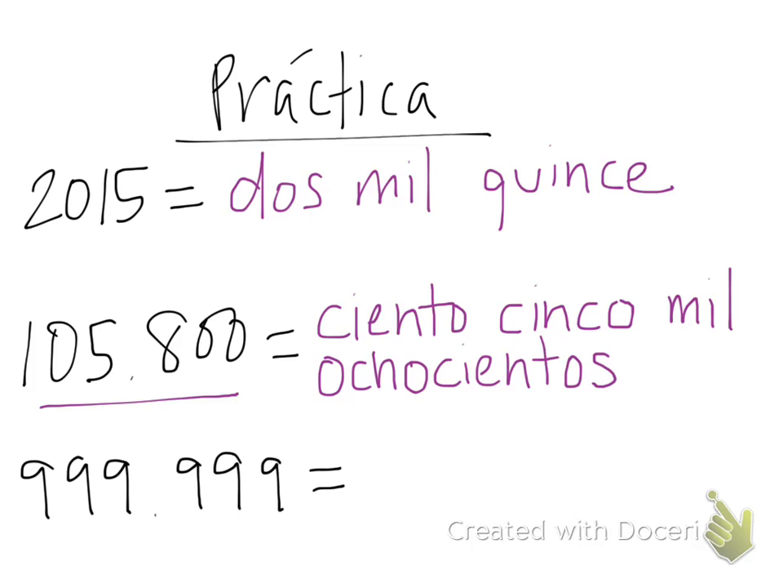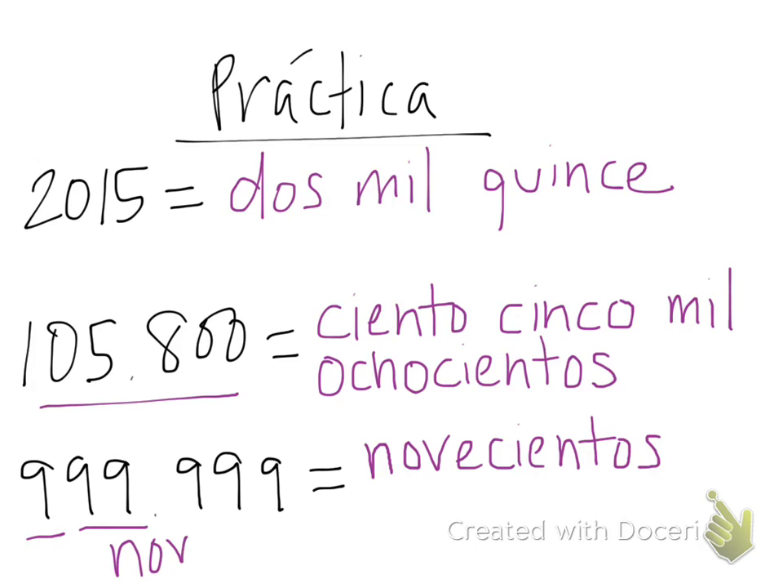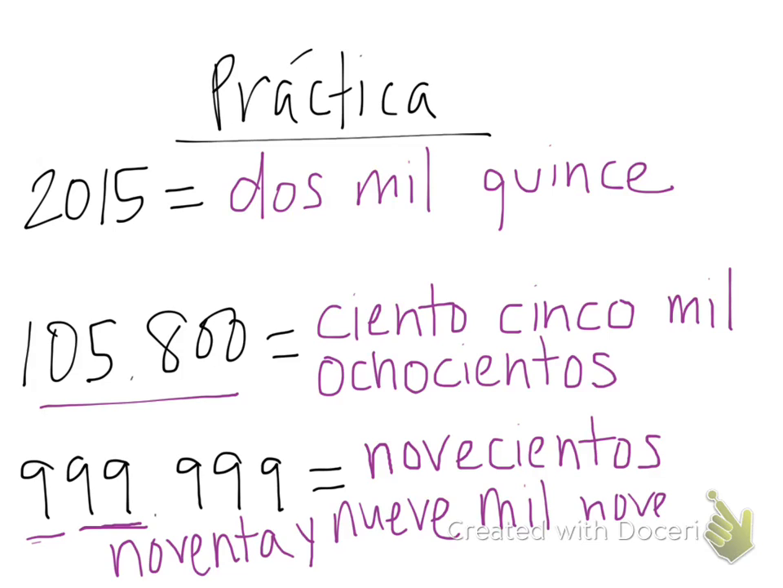All right, 999,999. Remember how we say 900, novecientos. So here we have 900, now we need 99. So noventa y nueve. Remember, this is 999,000, so don't forget your mil. Novecientos noventa y nueve mil. Now we're back to 999. Novecientos noventa y nueve.